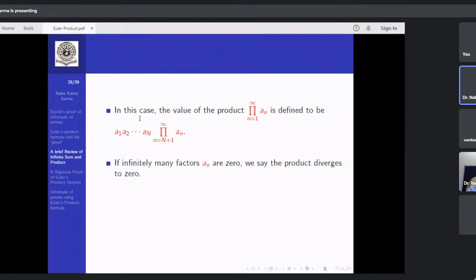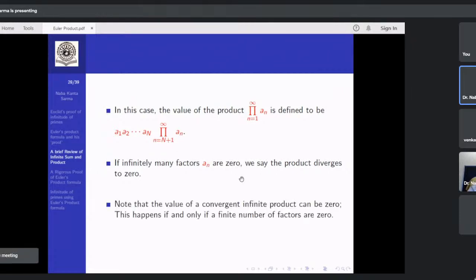Then we are left with the case where infinitely many terms are 0. If infinitely many terms of your sequence are 0, then we say that the product will not converge. Then we define the product to be diverging to 0, because if all are 0, the product will be 0.